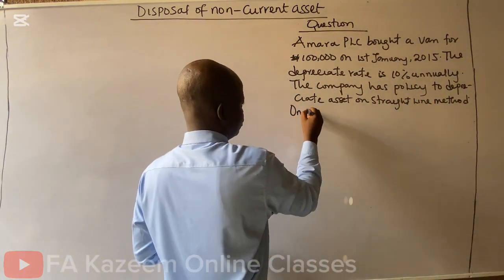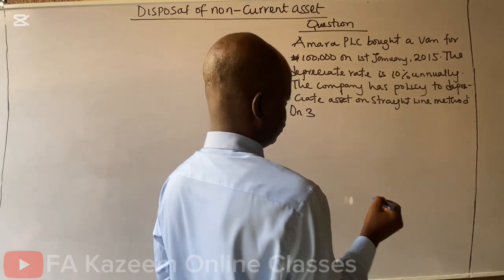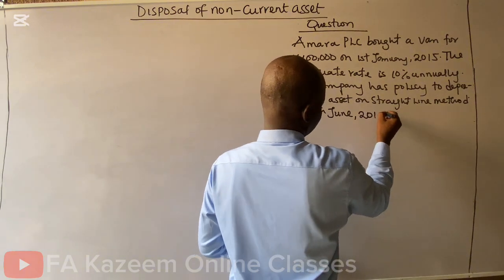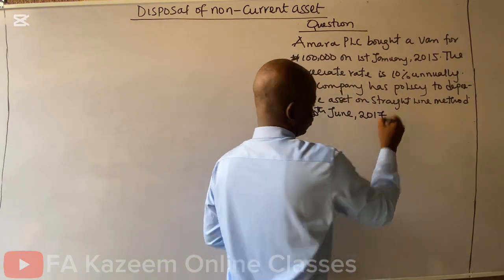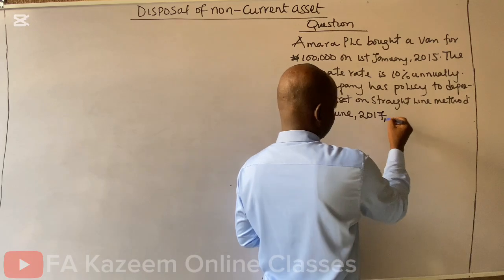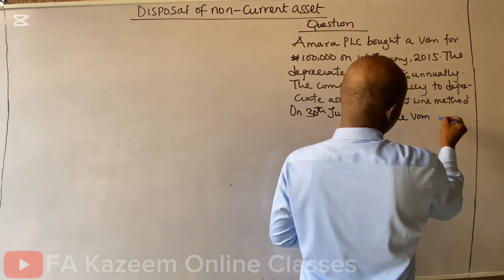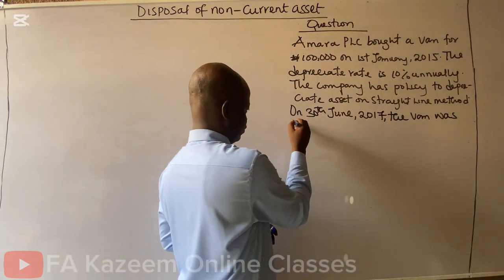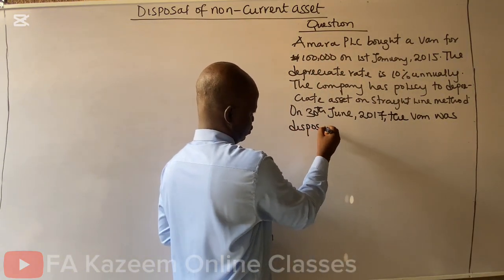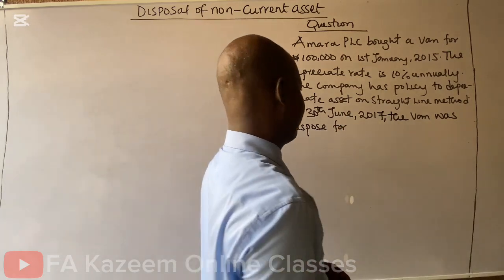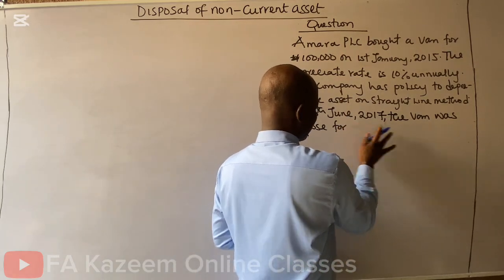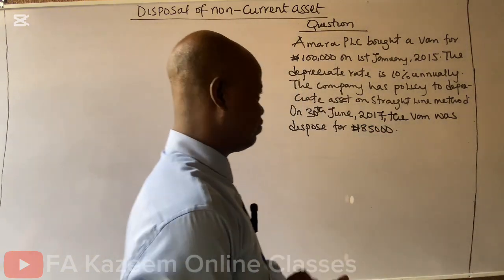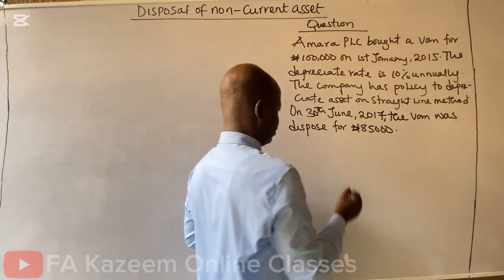On 30th June 2017, the van was disposed for 85,000 naira.